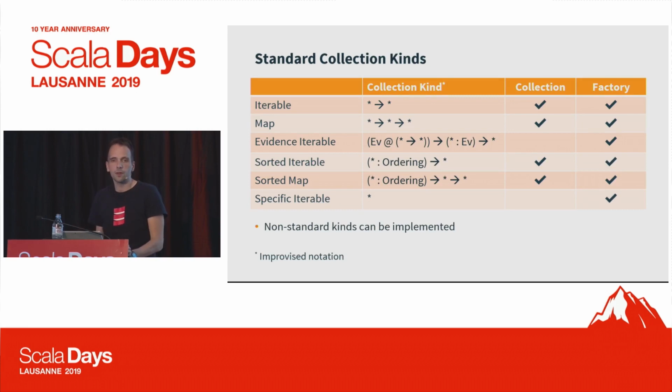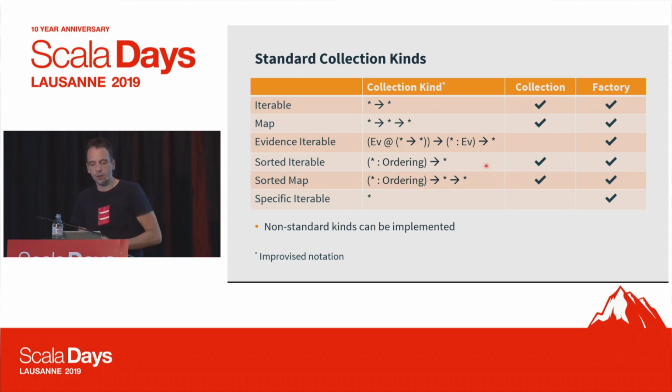We have a few different standard kinds that we support in the standard library out of the box with different abstractions. We've already seen Iterable in our MySeq implementation. That's just type to type. And there's both an abstract collection type for this, and a factory type that you can use for this kind. Then we have Map, which is a binary type constructor. Let's skip the scary one for now.